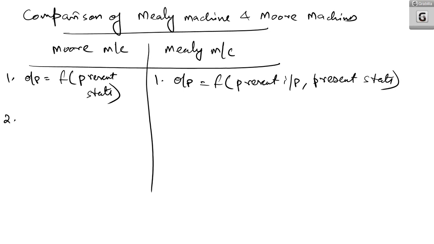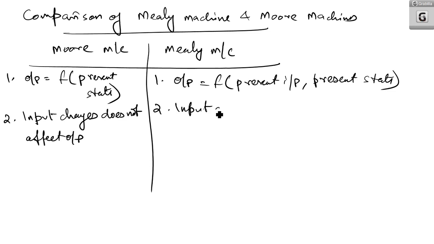Second one. Here in Moore machine, output is a function of present state only. That means if the input changes, it will not affect the output. Input changes do not affect output. Whereas here, input changes will affect output.